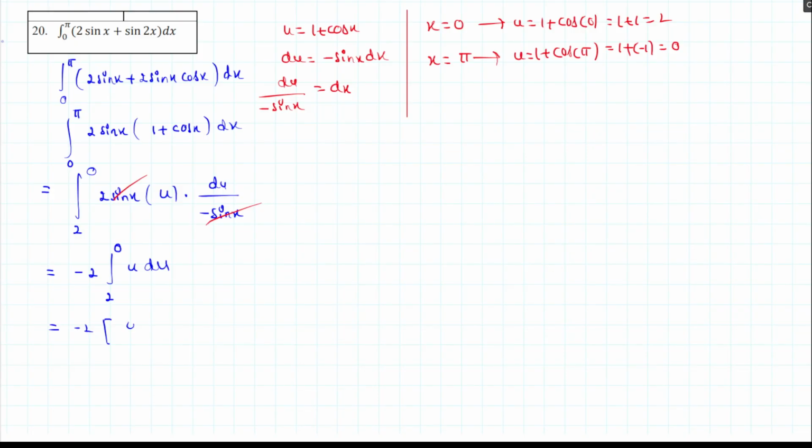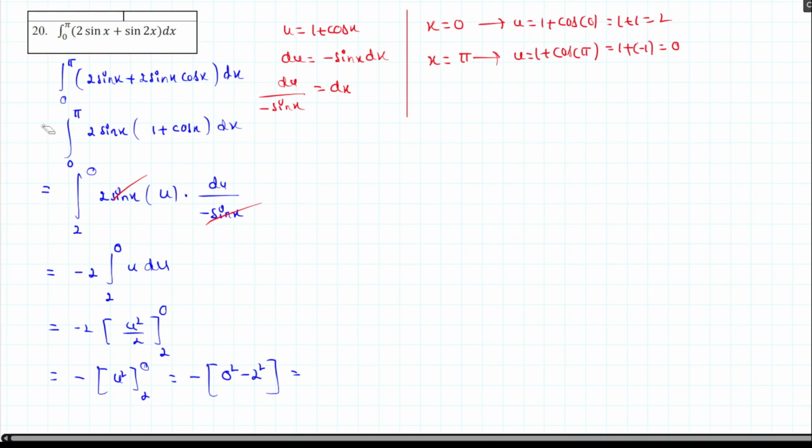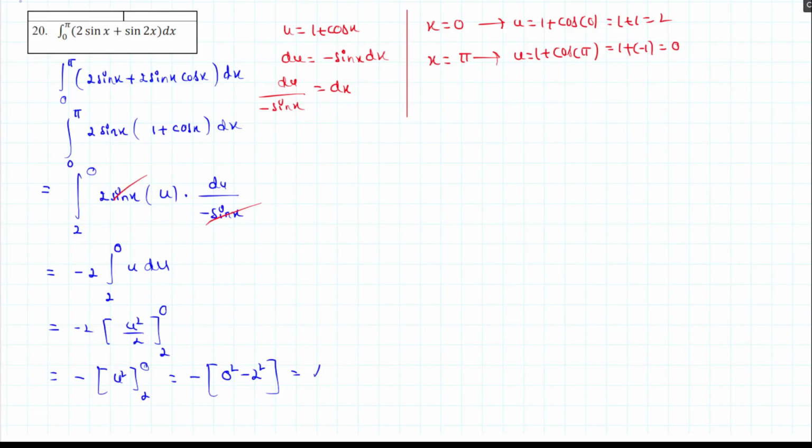The integration of u is u squared over 2, from 2 to 0. So you can factor out the 2 here, and the 2s get cancelled. So that is negative u squared from 2 to 0, which is negative of 0 squared minus 2 squared, which is negative 4. So negative of negative 4 is positive 4. So we have the answer, positive 4.